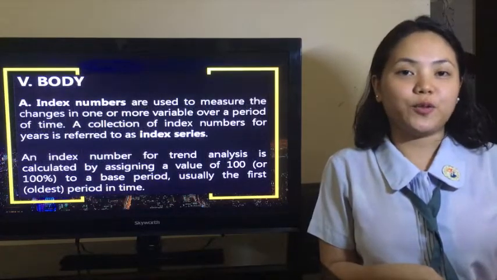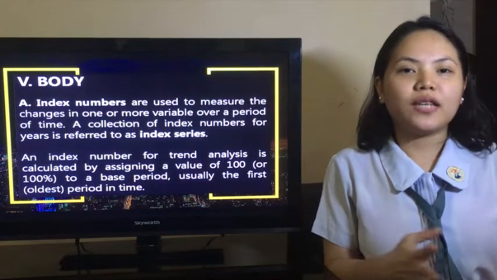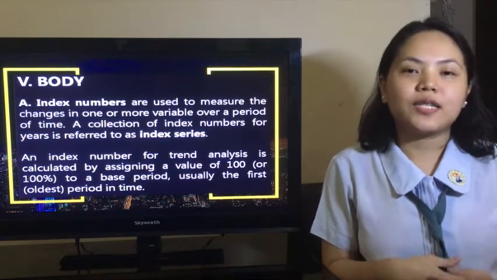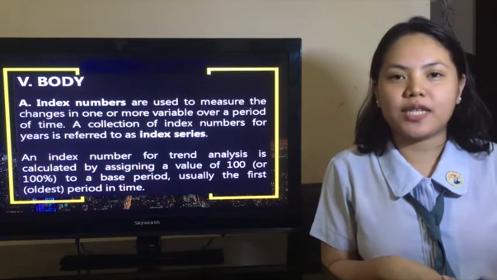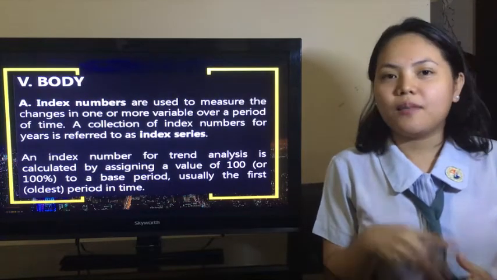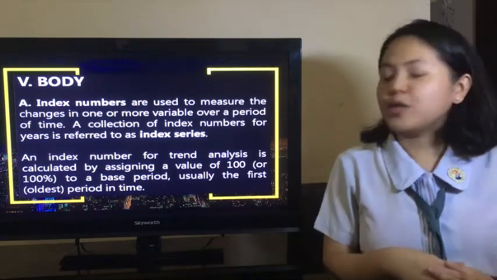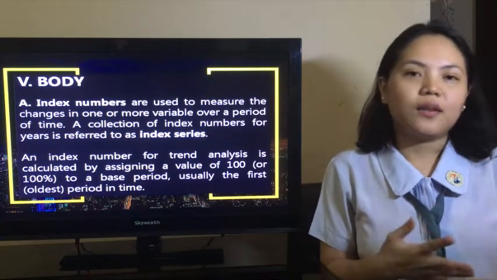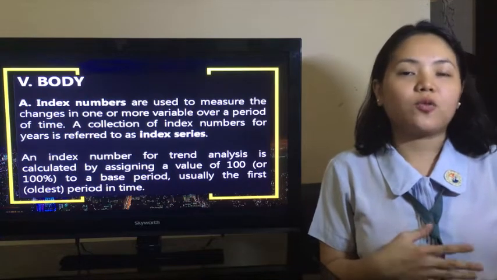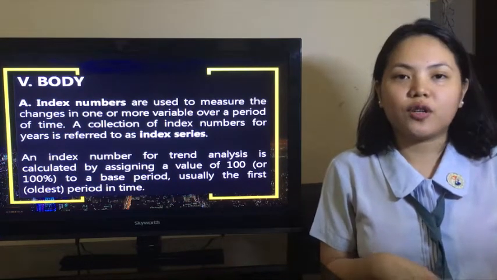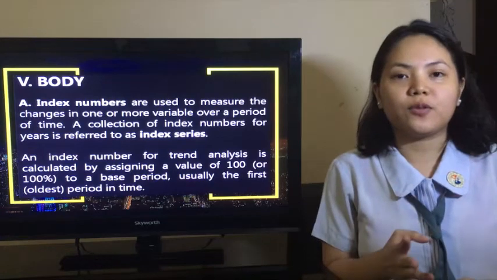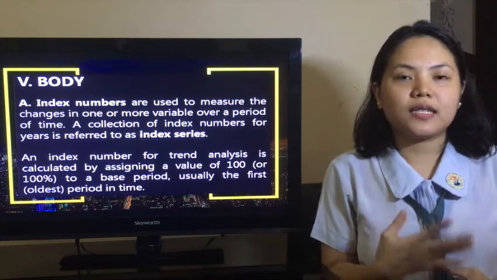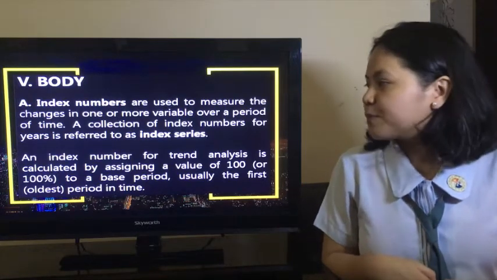Index numbers are used to measure the changes in one or more variables over a period of time. These numbers are stated as a percentage of a base figure. A collection of index numbers per year is referred to as index series. Index numbers allow us to quickly compare the percentage change of an item to its value in a base year, and it makes us see the performance trends.